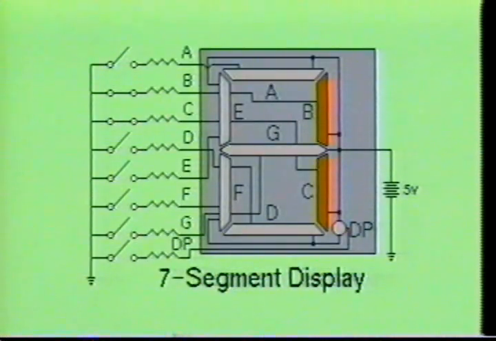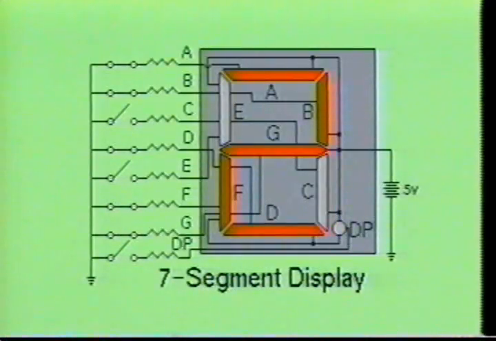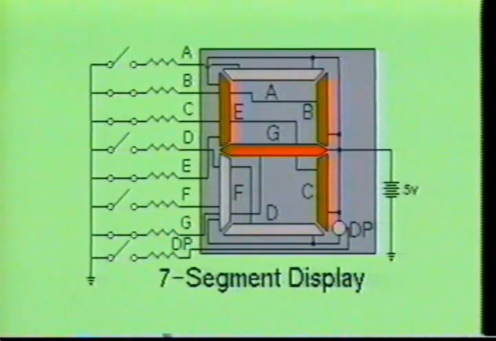For example, by activating segments B and C, the decimal number 1 is shown. By turning on segments A, B, D, F, and G, the decimal number 2 is displayed. Or by energizing segments A, B, C, D, and G, decimal number 3 can be displayed. To display decimal number 4, segments B, C, E, and G must be activated. Decimal number 5 is displayed when segments A, C, D, E, and G are turned on.